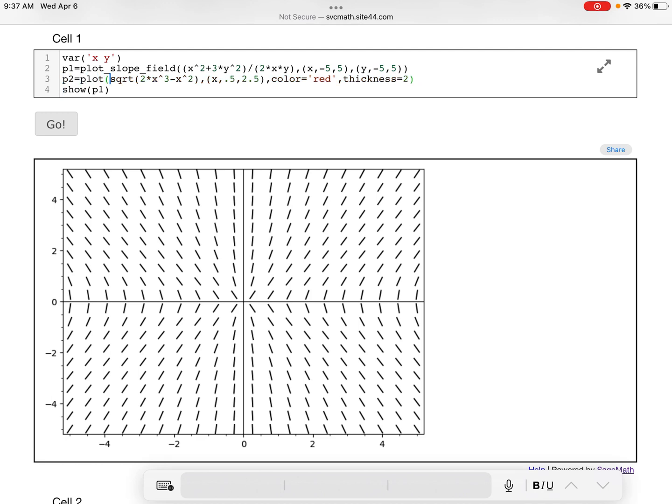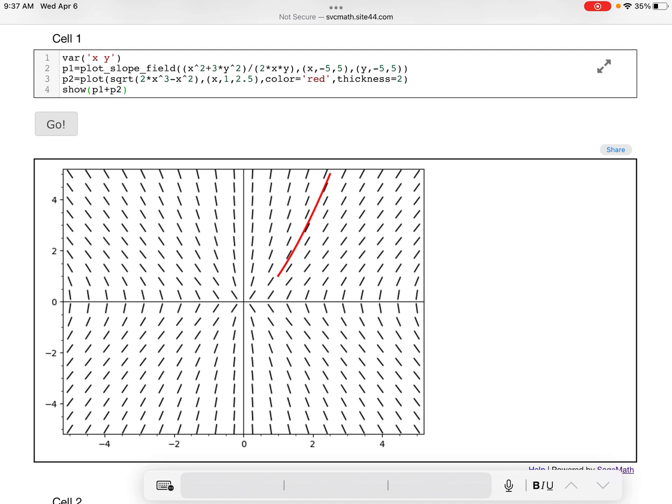This is our solution curve. It's the square root of 2x cubed minus x squared. Let's say I plot it from 1 to 2.5, because we know y of 1 is 1. So when x is 1, y is 1, so we should be able to graph x's from 1 to 2.5. Let's see what that looks like. Not there. Oops, I need to do plus P2 to show both of them. Try it again. There it is.